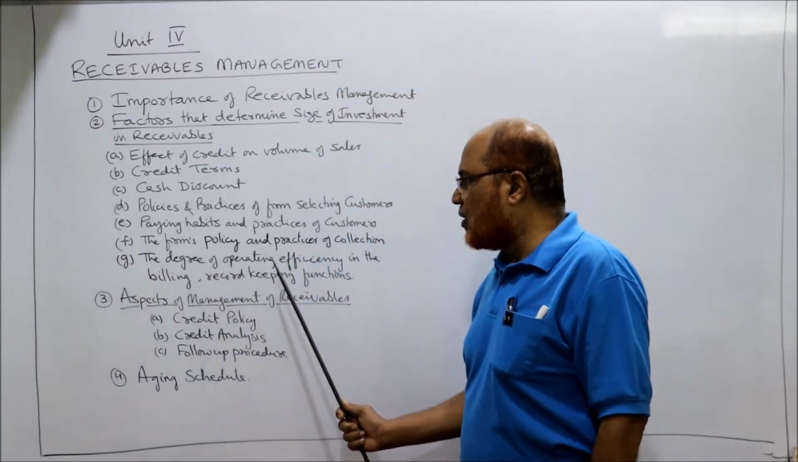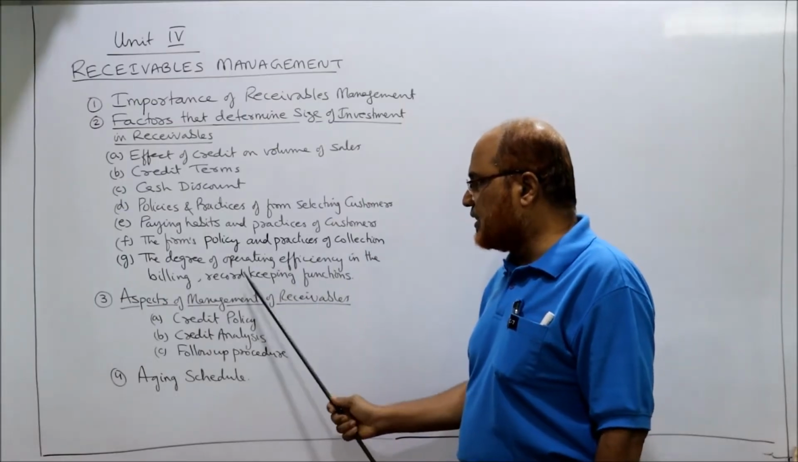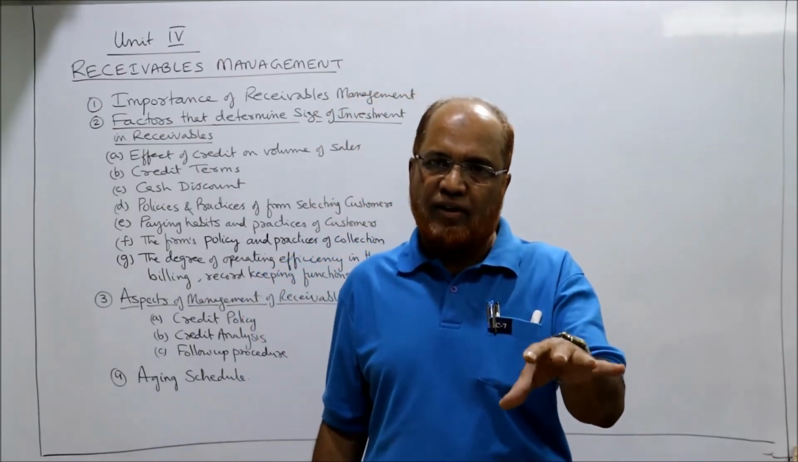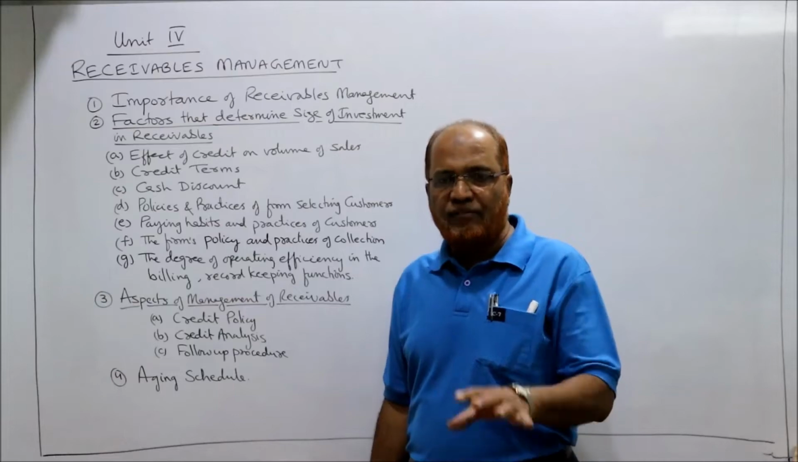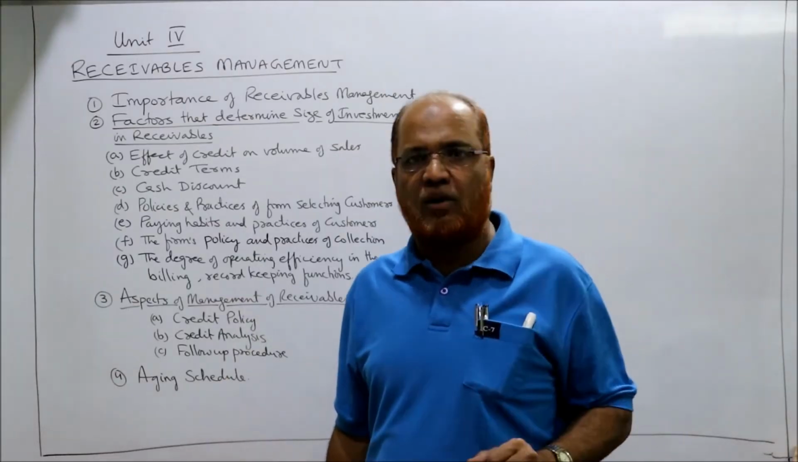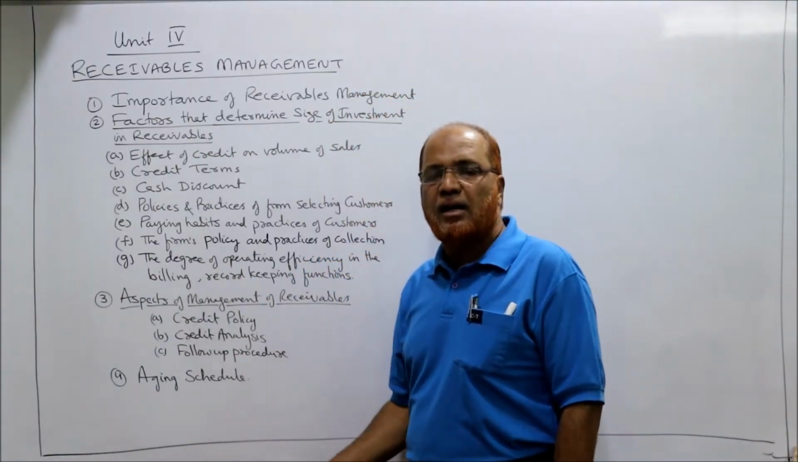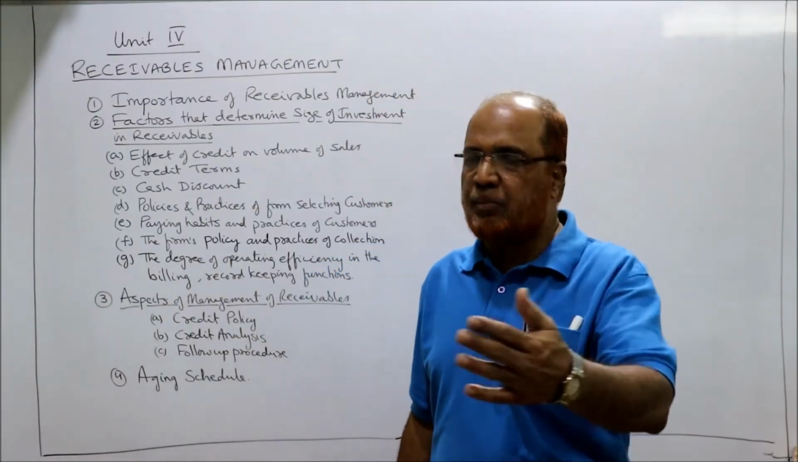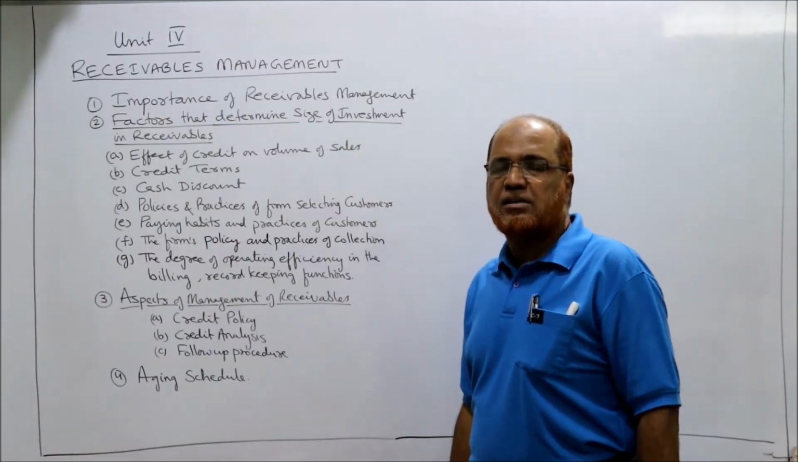Next one is degree of operating efficiency in the billing and recording functions. This billing and recording function is also one of the parts of this collection department. So the efficiency of this department will also decide how much should be the size of investment. So these factors must be considered while deciding how much investment we can make in receivables, how much credit period should be allowed.